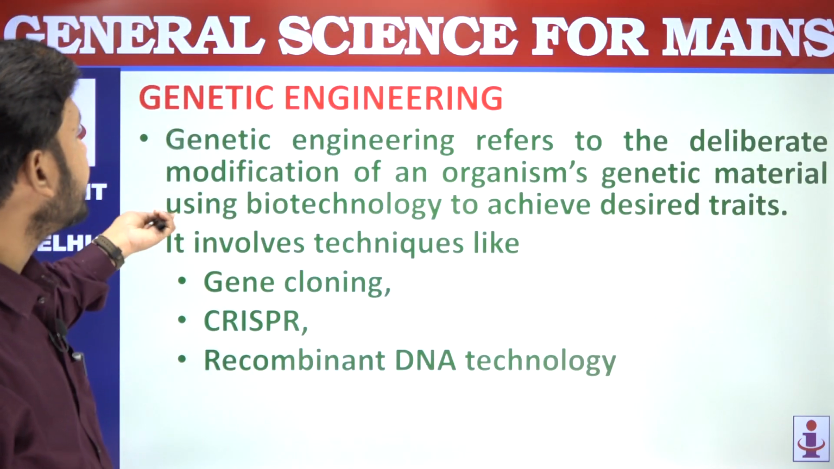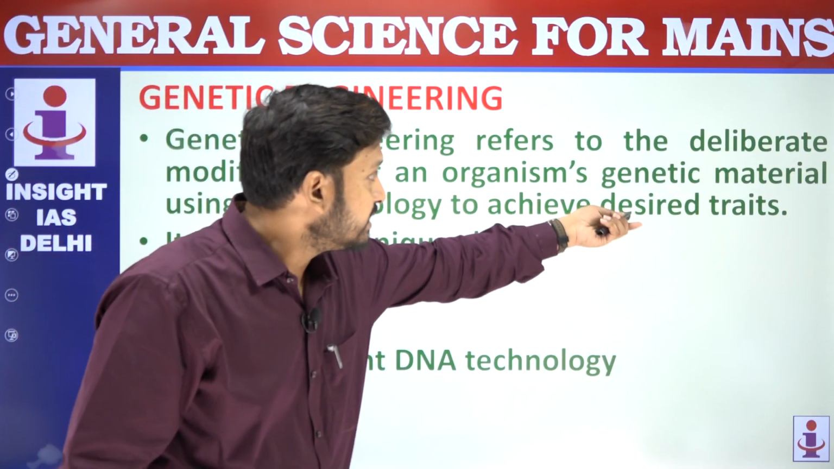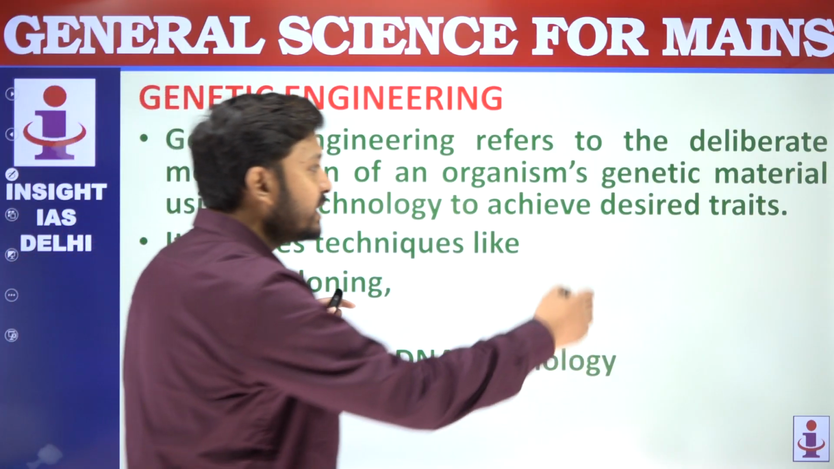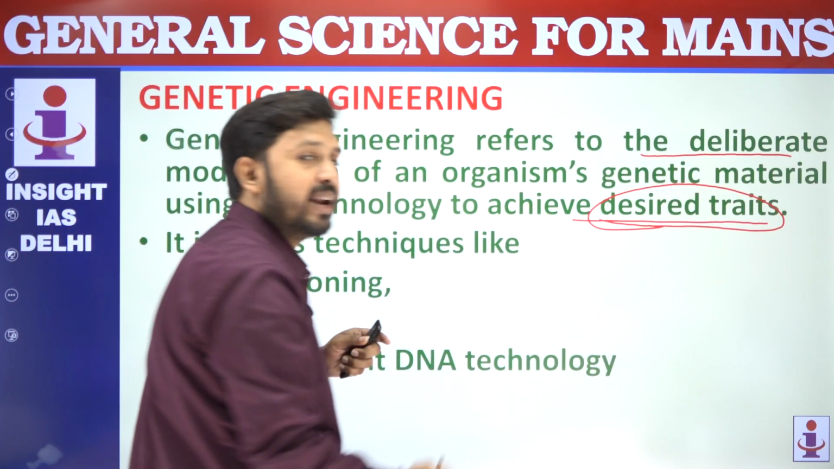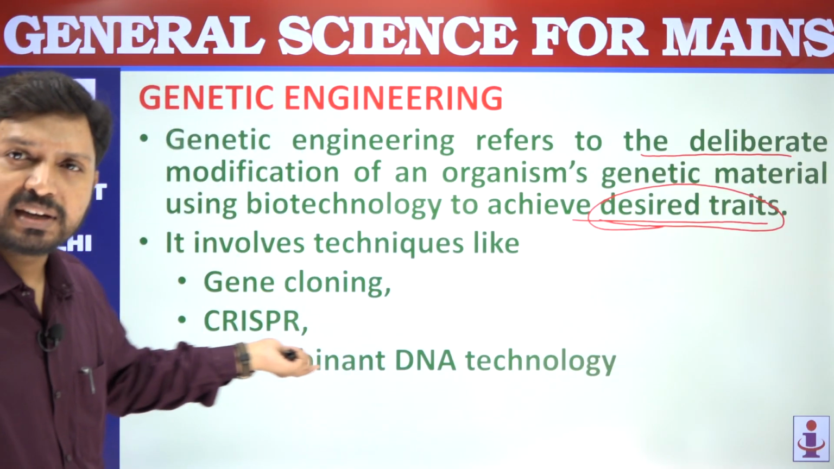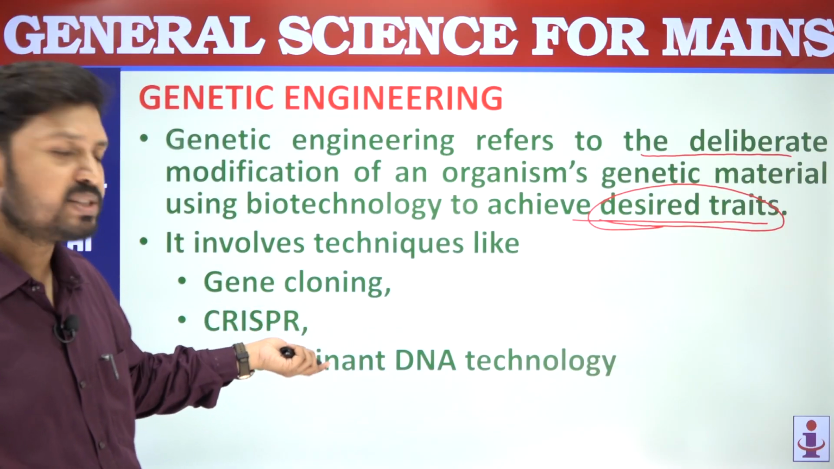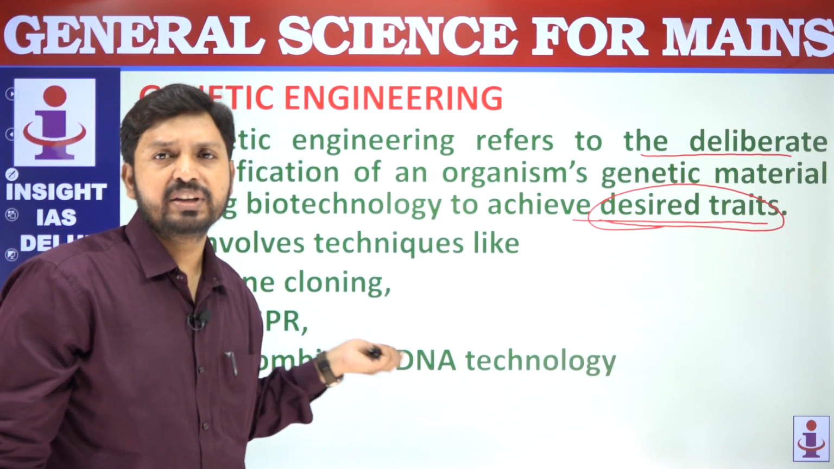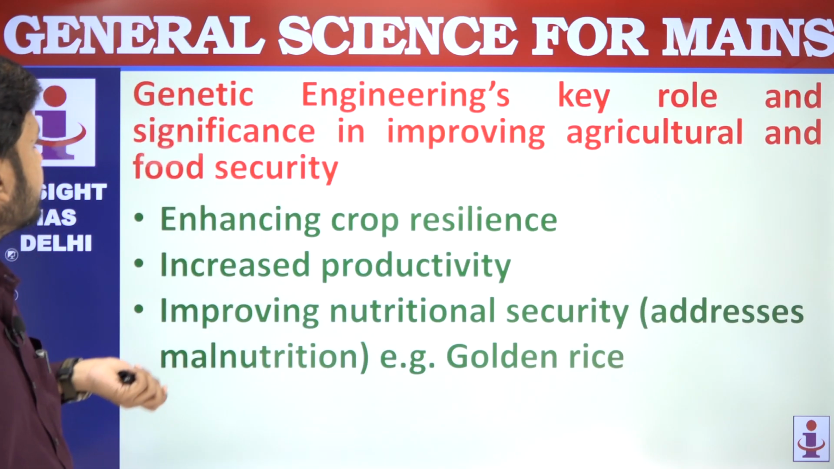So let's see the definition. Genetic engineering refers to deliberate modification of organisms' genetic material using biotechnology to achieve the desired traits, right? So deliberate modification and desired traits. But how are we going to do this? It involves techniques like gene cloning and CRISPR-Cas9, which we have seen. It is a favorite topic of UPSC; many times they have asked about CRISPR-Cas9 and recombinant DNA technology. So these are certain tools we use to do genetic engineering.